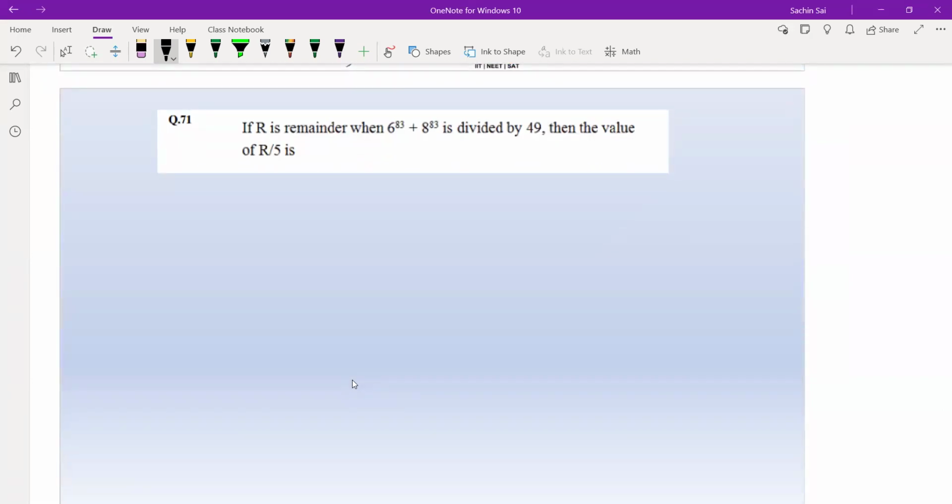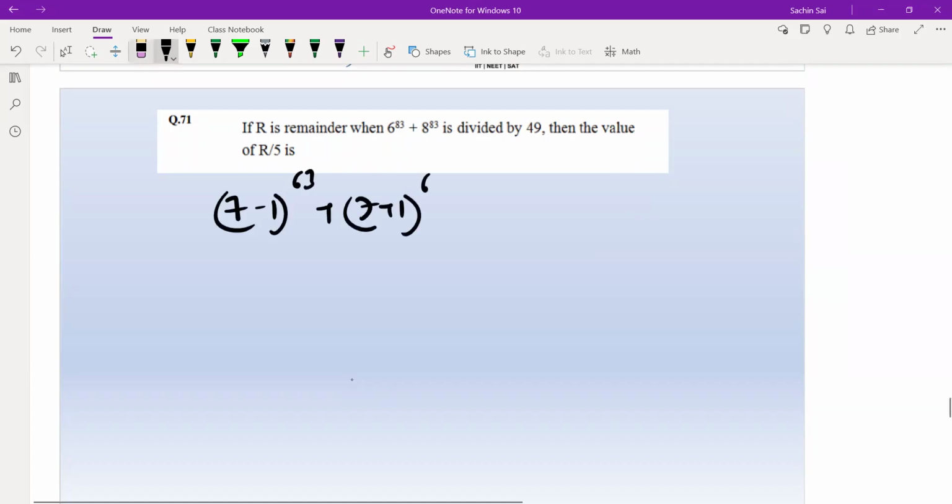Question 71. R is the remainder when 6 power 83 plus 8 power 83 is divided by 49. Generally, when we do this, we solve each part separately, but I can observe one thing very significant here. The first term is 7 minus 1 whole power 83. The second term is 7 plus 1 whole power 83, right?